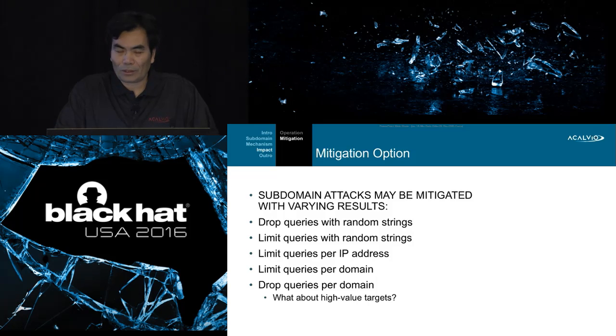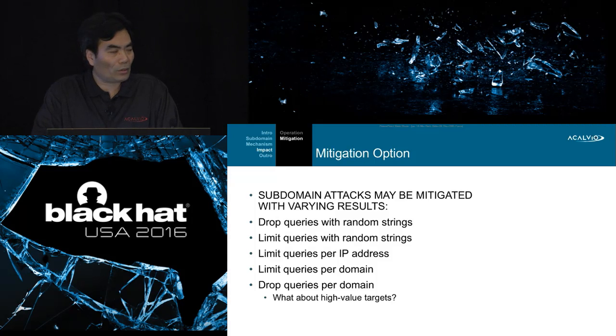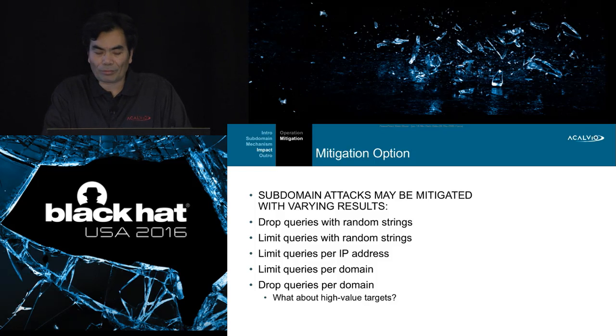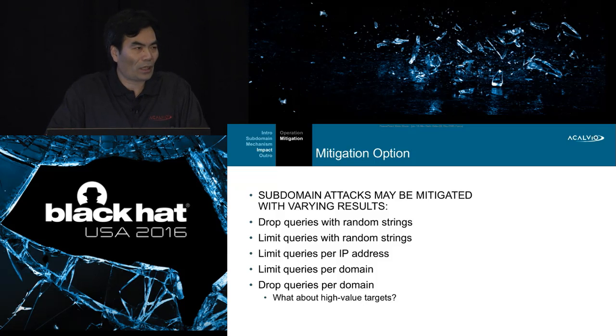Although it's easy for an attacker to launch such an attack, it's not true the other way around. We have several mitigation options to address this kind of attack. For example, we can drop queries with random strings, but some legitimate apps like antivirus products also use random strings for signature updates. We can limit queries per source IP address, but attacking traffic can be small enough to fly under the radar of any DDoS detectors.